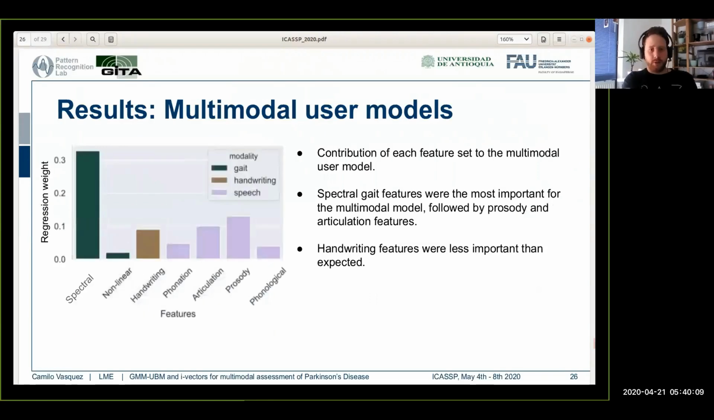Now this figure shows the contribution of each feature to the multimodal user model. Each bar indicates the coefficient of the linear regression associated to each feature set. Spectral features were the most important, followed by prosody and articulation features. For the case of handwriting, they were less important than expected. However, it could be because the extracted features are based on a standard kinematic analysis that might not be completely related to the symptoms associated with the disease.